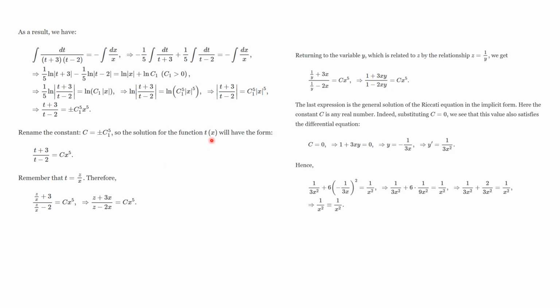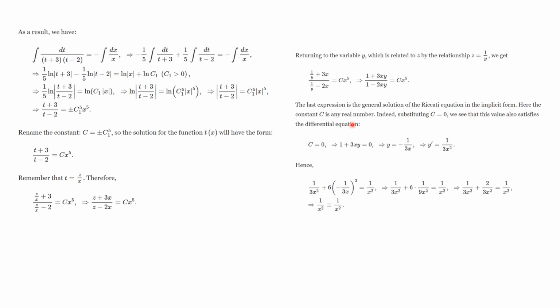So the solution t of x will be of this form. Again, we're just renaming c. But remember that z over x was equal to t, so we can substitute back in for that. And we get this is our expression in z and x. But now we have to return to the variable y, where z was equal to 1 over y. We substitute that in, and we get this expression. So that is the general solution for the Riccati equation in implicit form.